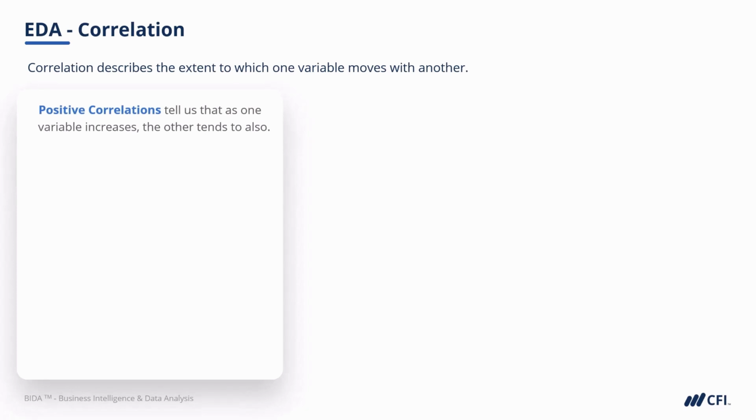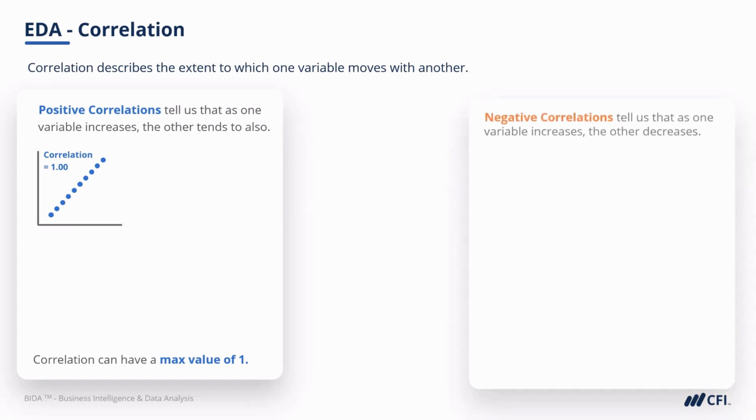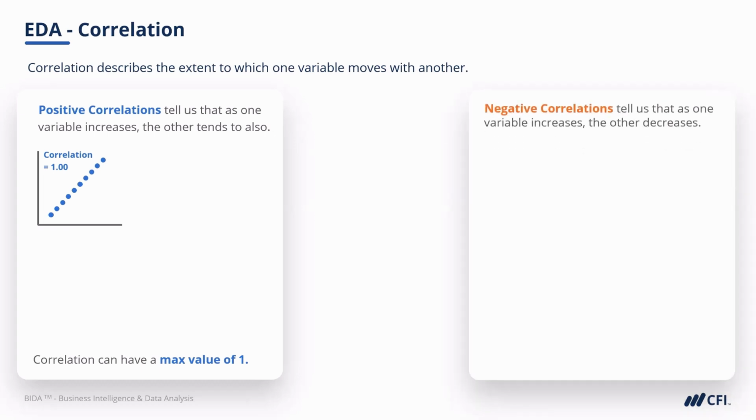Positive correlations tell us that as one variable increases, the other tends to also. The greater the number, the more reliable the relationship is, up to a maximum value of 1. In this example, changes in x create a perfectly predictable pattern of changes in y. Negative correlations tell a similar story. The size of the number still tells us how reliable the relationship is, but this time the sign is negative. This tells us that as one variable goes up, the other tends to go down.